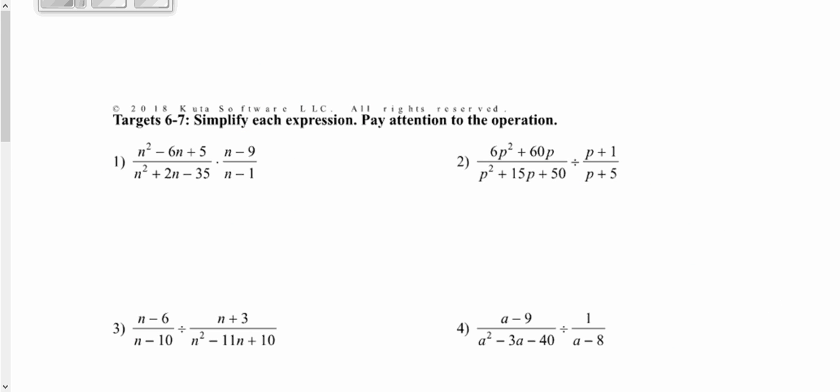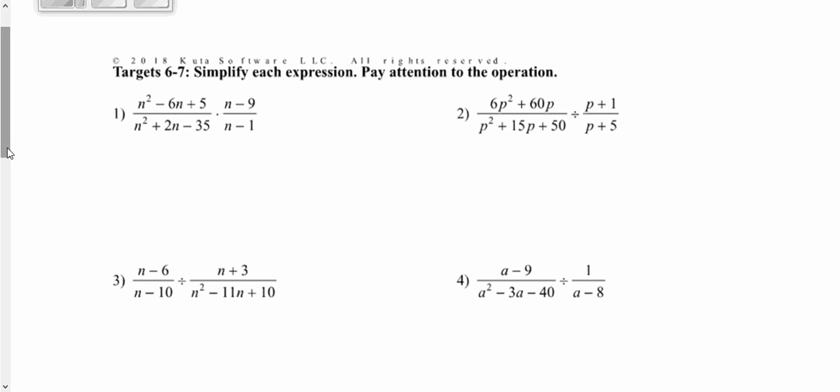Moving on to target 6 and 7, so we have to be really careful in this grouping of problems because there's some multiplication and some division. We do handle them in a similar way, but we do have to remember if it's division to multiply by the reciprocal. So we're going to start off by factoring what we can. So think about this as 4 separate problems.